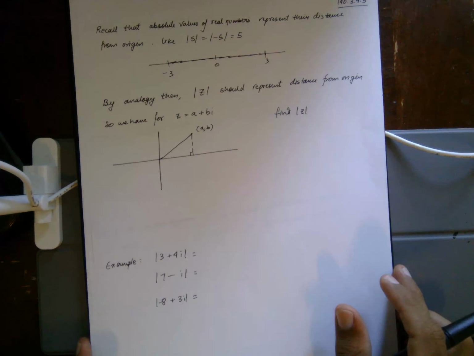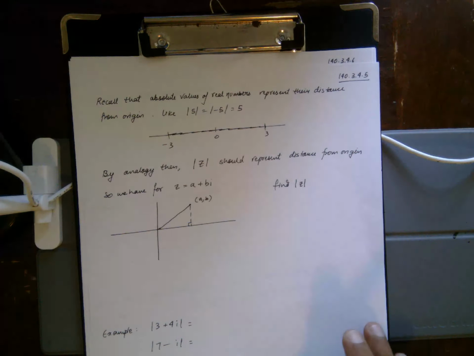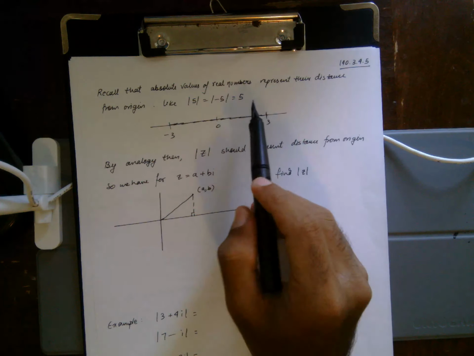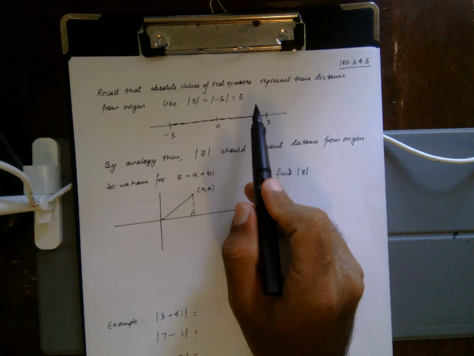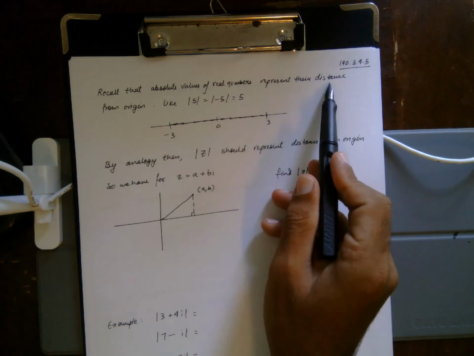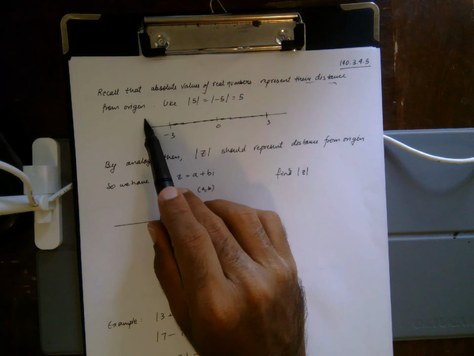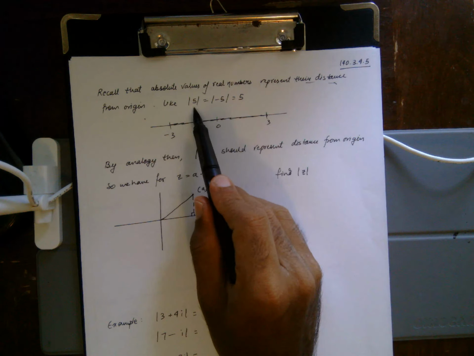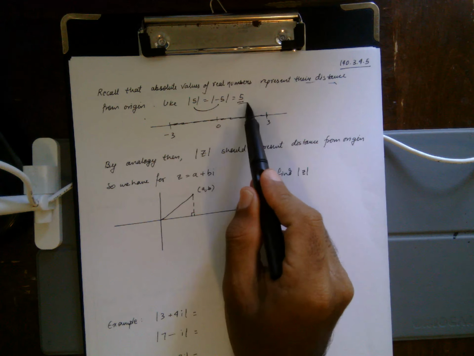Now in Math 103, we learned this idea of absolute values of real numbers. And the way we learned what they are is that it represents the distance of the number from the origin. And that's why both numbers 5 and negative 5 have absolute value 5.